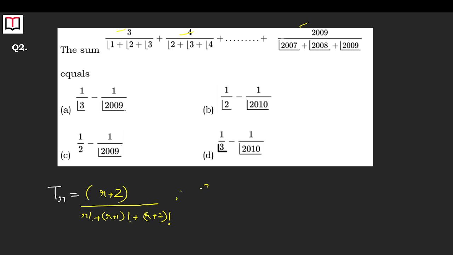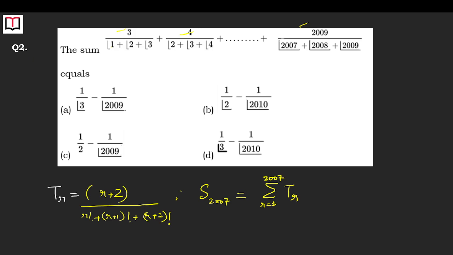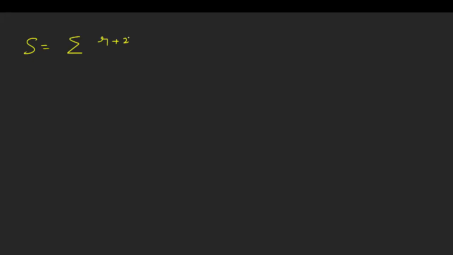Now see, what do we need? We need the sum of such a series where the last term will be 2007. So S 2007 will be nothing but the summation of Tr, the general term, when r goes from 1 to 2007. Isn't that fine? Now see. So now S is the summation, and in the numerator we have r plus 2 over r factorial plus r plus 1 factorial plus r plus 2 factorial.